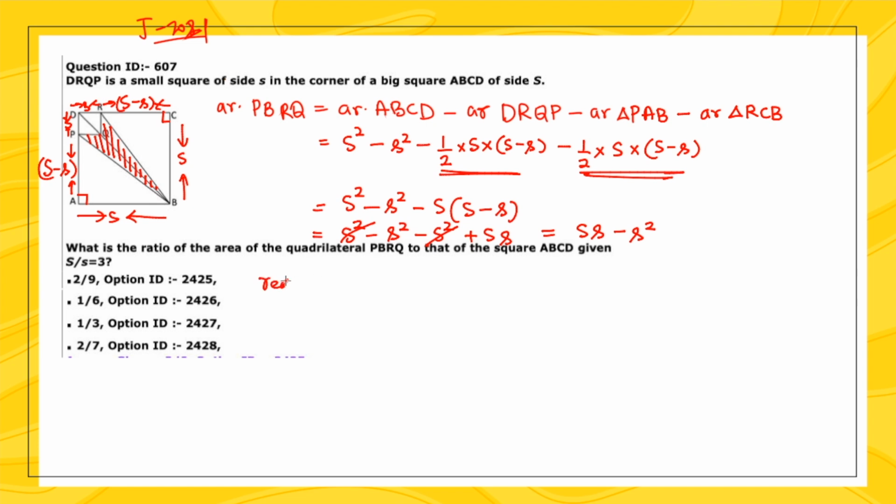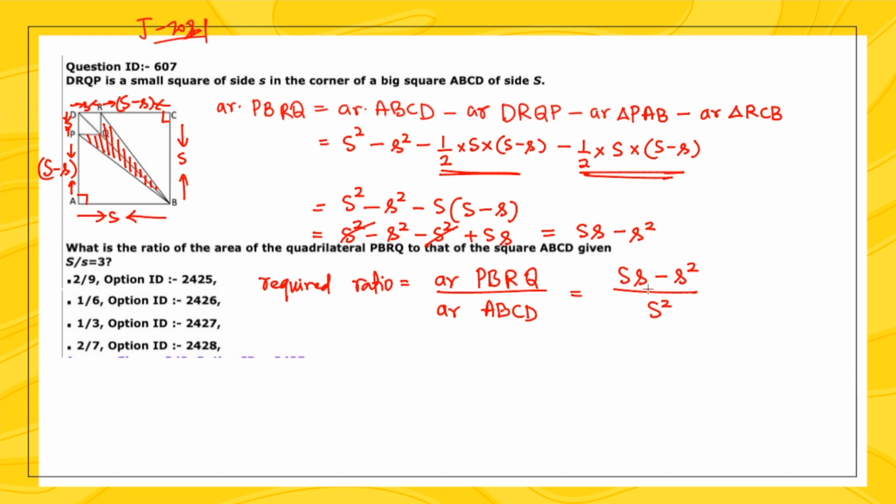So the required ratio will be area of PBRQ divided by area of ABCD. So when I calculate PBRQ, that is capital S small s minus small s square divided by capital S square. What I can do is I can take these two things separately.